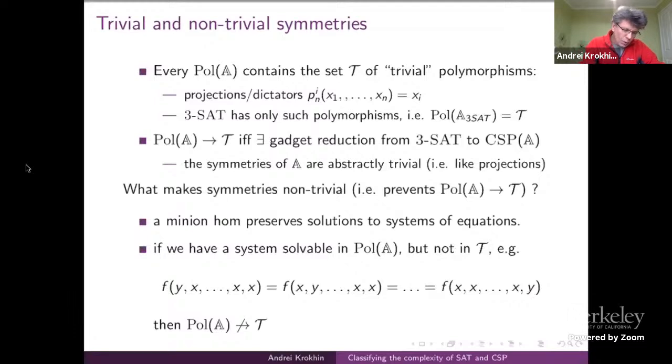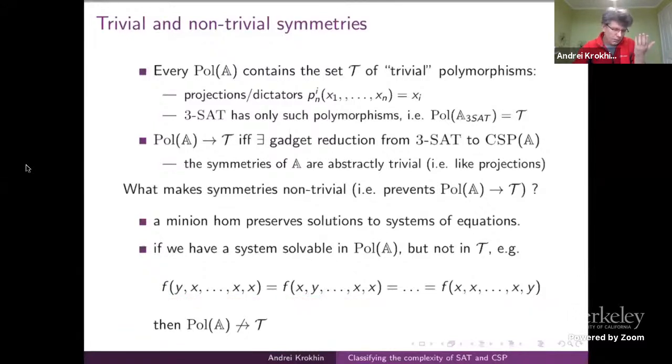So this minion homomorphism preserves solutions to systems of equations, which means that if this system is solvable here, so if A has a polymorphism like this, then T would also contain a function that satisfies this system of equations. But this cannot be the case. Look at this.